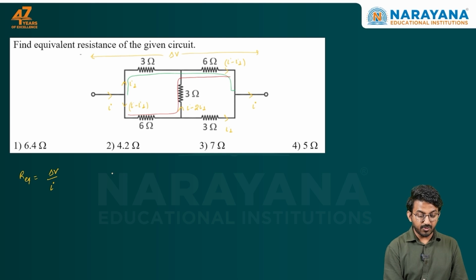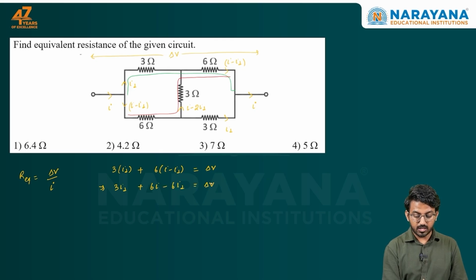So in the upper path, if you see, voltage drop is going to be IR, so resistance 3 into I1, plus again drop 6 into I minus I1, and that is going to be equal to total delta V here. Simplifying that, I get 3I1 plus 6I minus 6I1 is equal to delta V, giving us 6I minus 3I1 is equal to delta V. That's our first equation here.